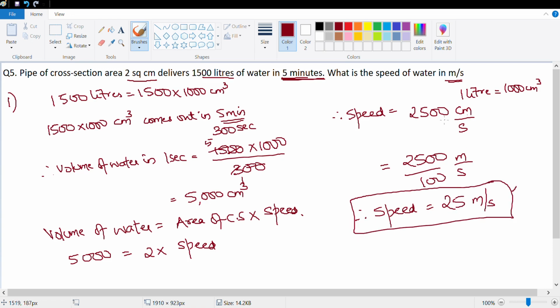Simple, a lot of conversion in this question. One, we converted liters into centimeter cube, converted minutes into second, and then after we got the answer, we converted centimeter into meter. Good, let's look at the next question. The next question that we do is question number 6.